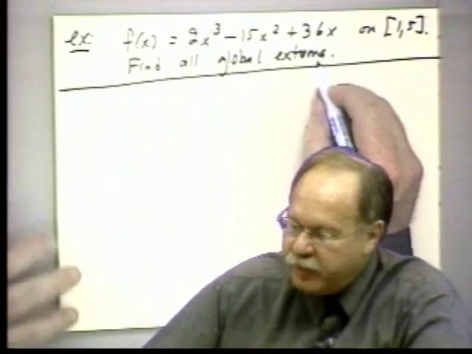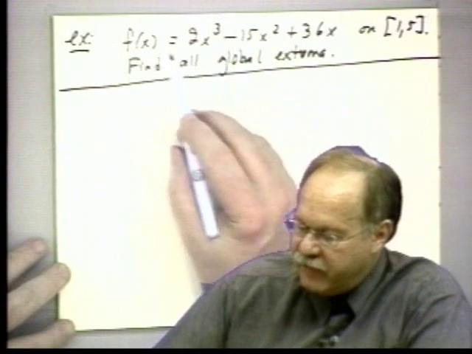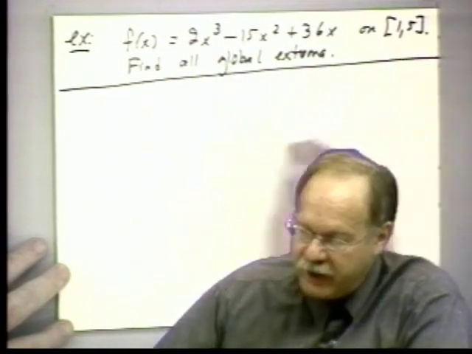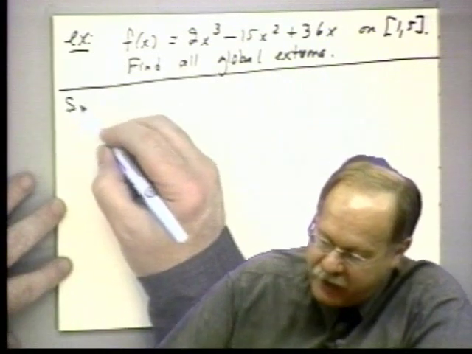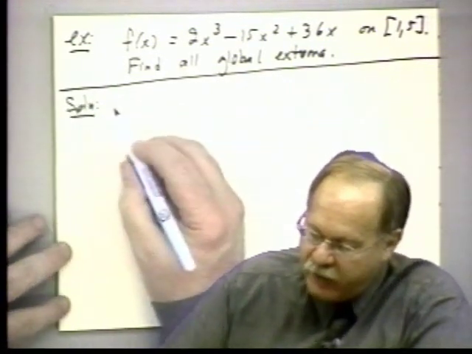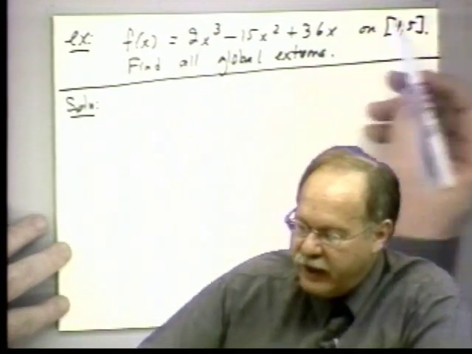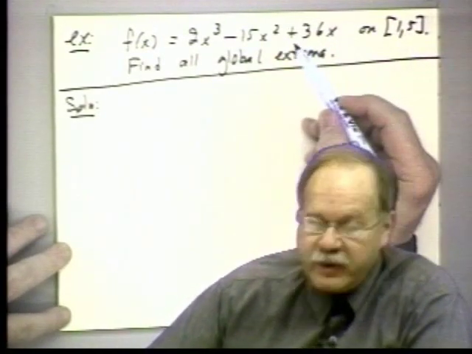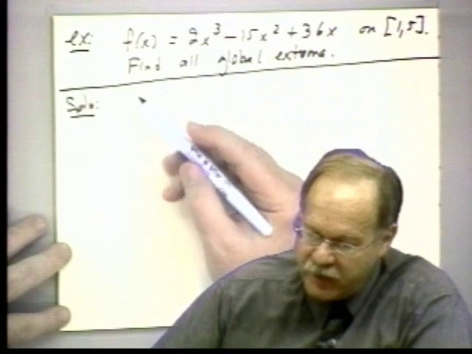So find all the points where the functional value is as large as possible or as small as possible on this closed interval. Here is the solution. I will need to find the critical points and the endpoints. The endpoints are given to me, so I just read them off. The critical points I'll have to find by finding the first derivative.